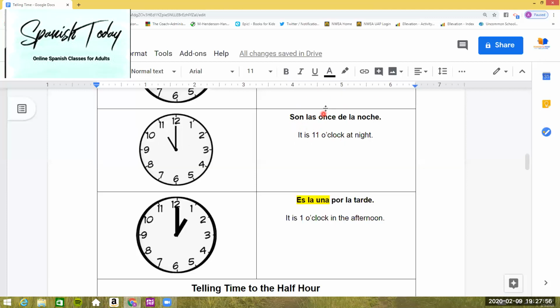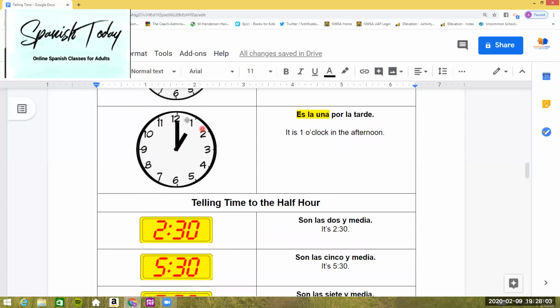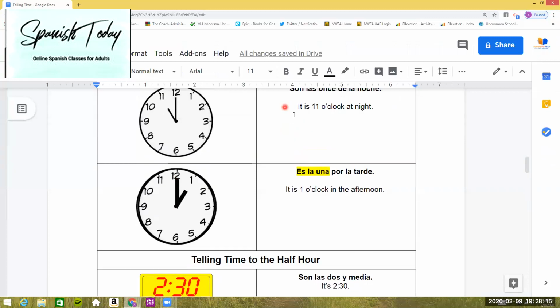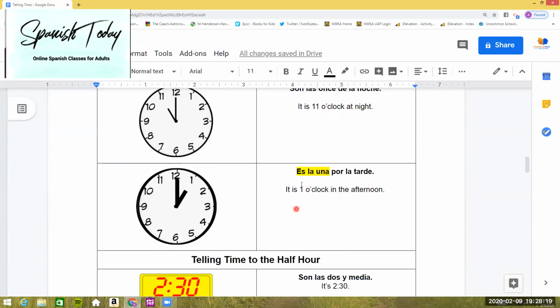Okay, so remember I mentioned before that every time you tell time, you're going to start with son las, put in the number, and then put the time of day. Except for when you're mentioning 1 hour, like 1 o'clock. Okay, so when you have 1 o'clock, you're going to say es la una. So instead of son las, because that is for multiple hours, it's going to be es la una.